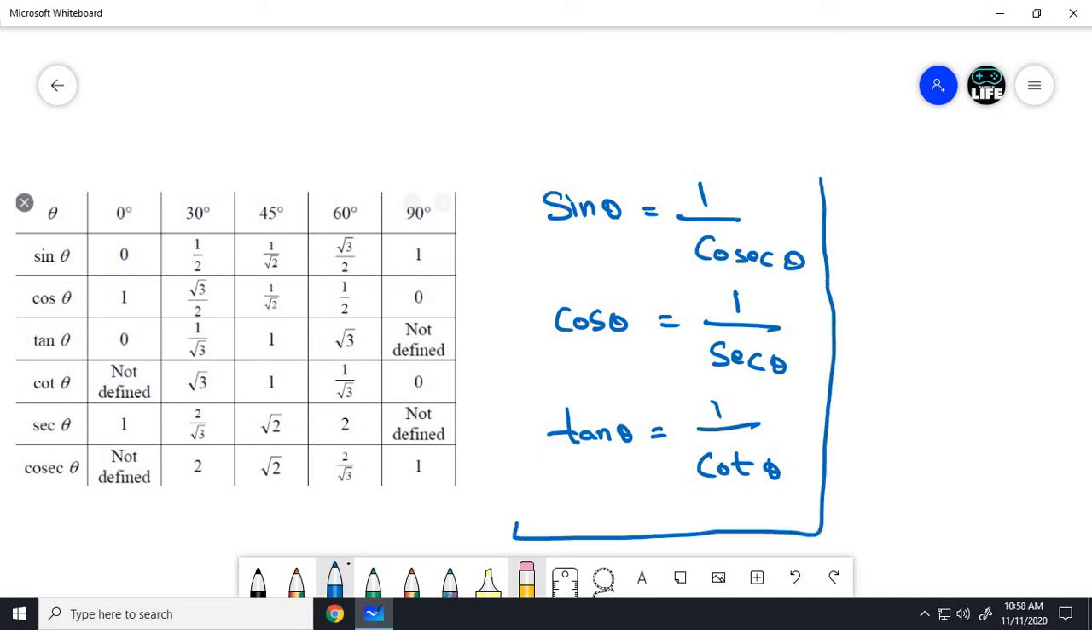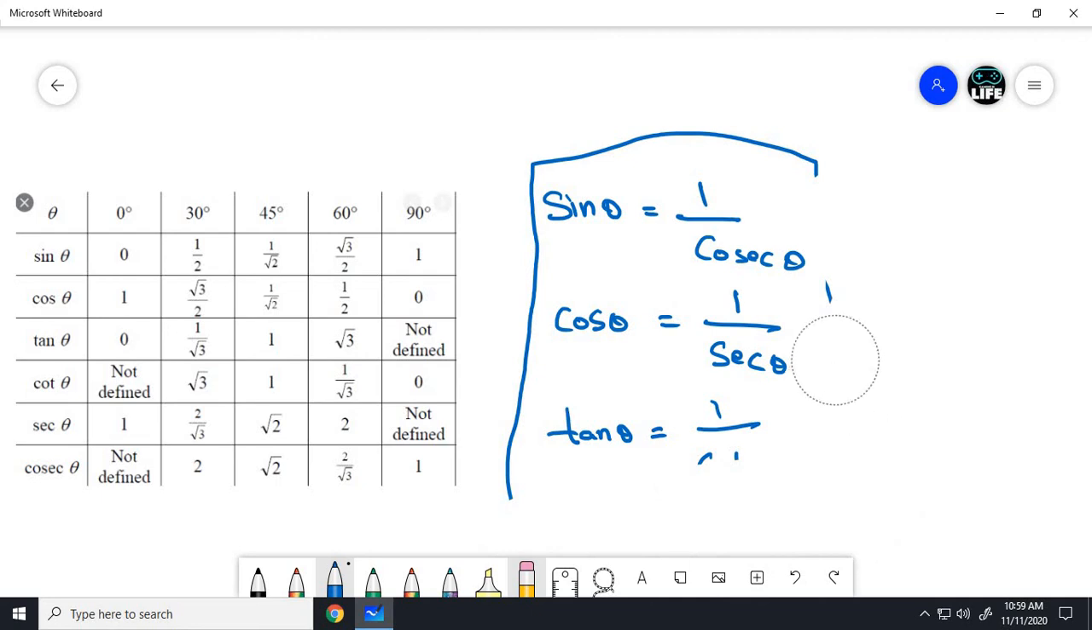So we can say sin and cosecant are reciprocals, and cos and secant are reciprocals, and tan and cot are reciprocals. So what is the value of sin 0? Sin 0 is 0. To find the cosecant, what we need to do? So it is like this.